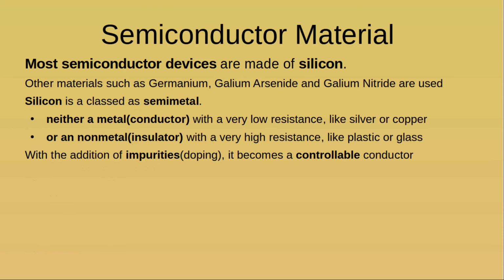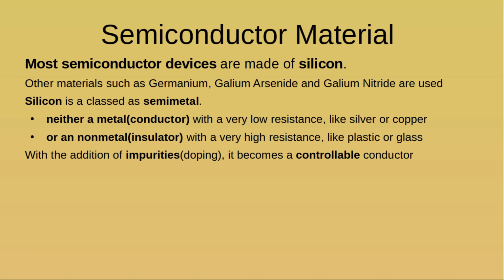So most devices are made from silicon. As I mentioned, there's also germanium, gallium arsenide, gallium nitride. Silicon is classed as a semi-metal or transmetal on the periodic chart. So it's not a conductor, and it's not an insulator. It kind of looks metallic. It's a crystal with a very silver-looking sheen to it.